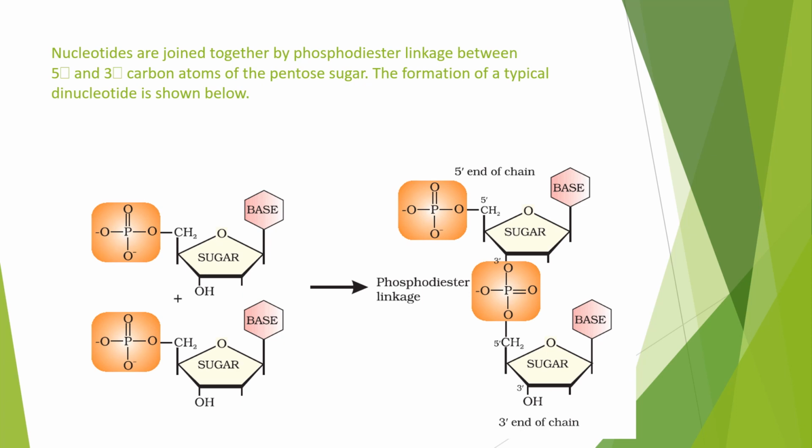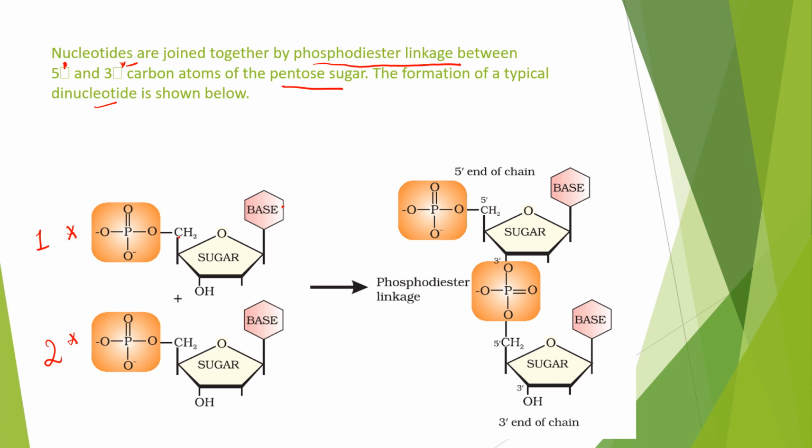So nucleosides are different and nucleotides are different. Nucleotides are joined together by phosphodiester linkage between the 5 prime and 3 prime carbon atoms of the pentose sugar. The formation of a typical dinucleotide is shown in the figure. Here, this is nucleotide 1 and this is 2. This is sugar, this is the nitrogenous base, and this is the phosphoric acid part.